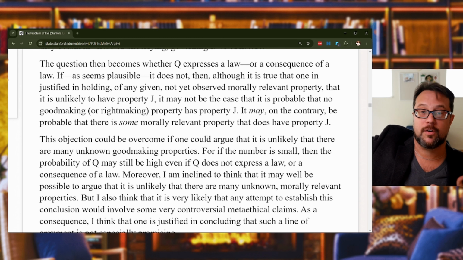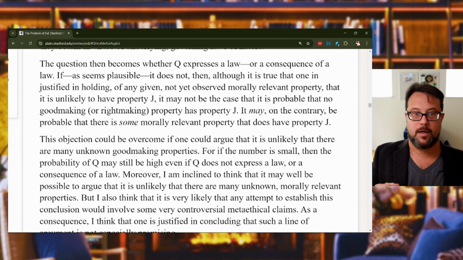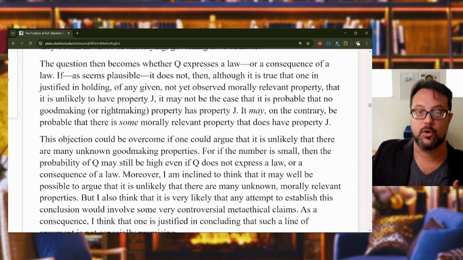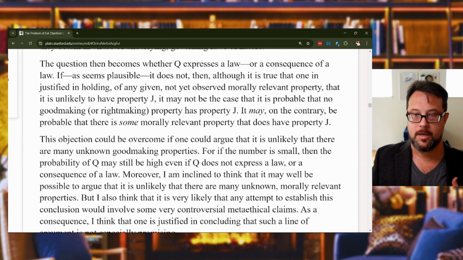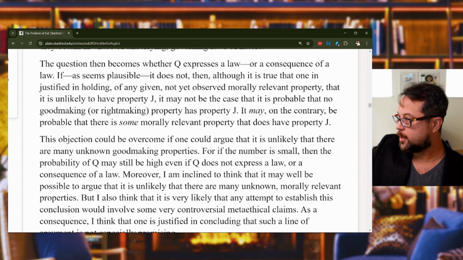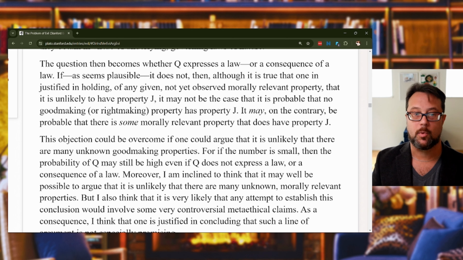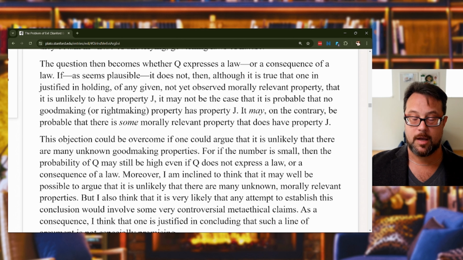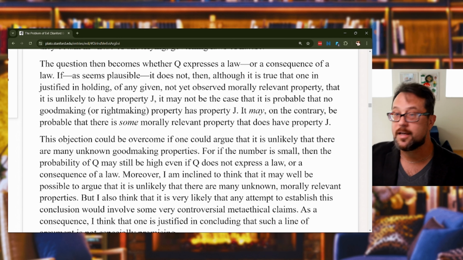But maybe there's something out there that we don't know about that's morally relevant that could justify J. But we would have to say that it's some good, some morally relevant property that could be a good, that it's unlikely to have property J. It may not be the case that it's probable that no good making or right making property has J, right? So we could be justified in holding of some unobserved thing that it's unlikely to have property J, but we can't say that it's probable that no good making property has J. It may, on the contrary, be probable that there's some morally relevant property that does have J.